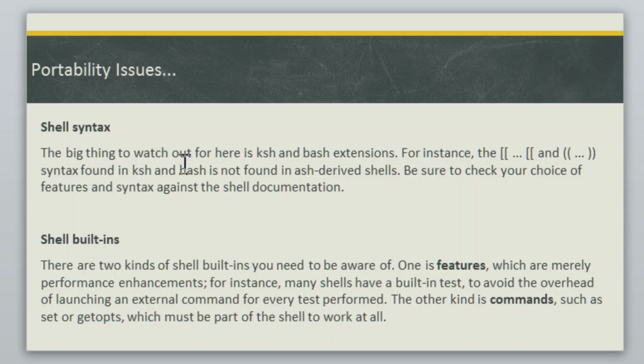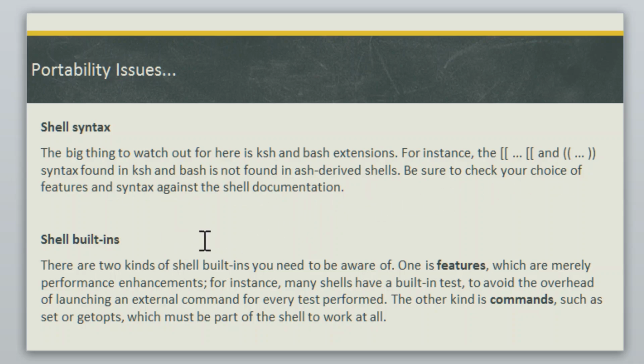The big thing to watch out for is Korn shell and Bash extensions. For instance, the double bracket and double parentheses syntax found in Korn shell and Bash is not found in ash-derived shells. Be sure to check your choice of features and syntax against the shell documentation.